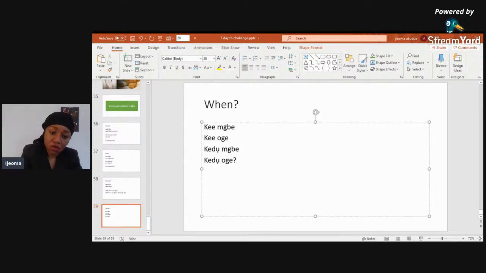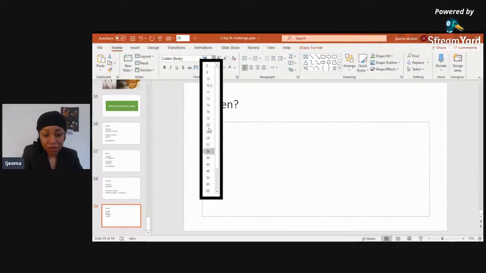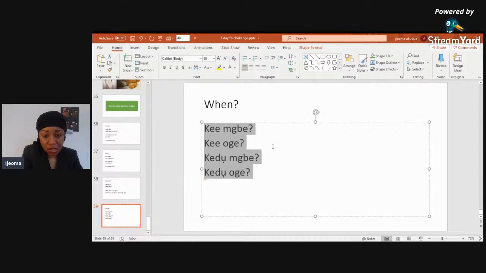Okay. So there are two ways of asking. You can either say kembe or keoge. They both mean the same thing. So ke we know means what, mbe means time. So it's like what time, which is when, isn't it? Same thing as oge. Oge is time. So if I say kedu oge, what time, which is when.